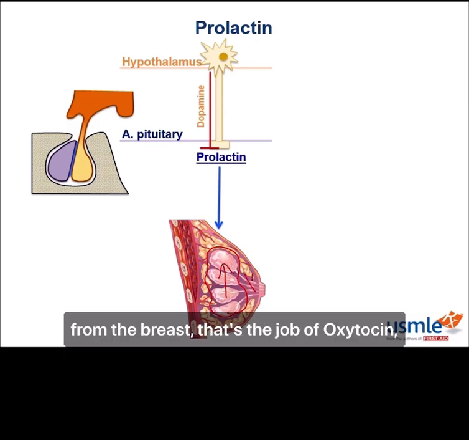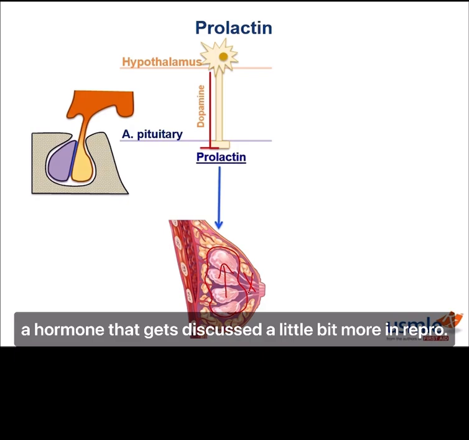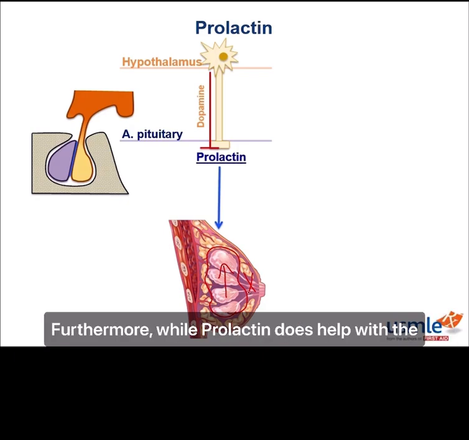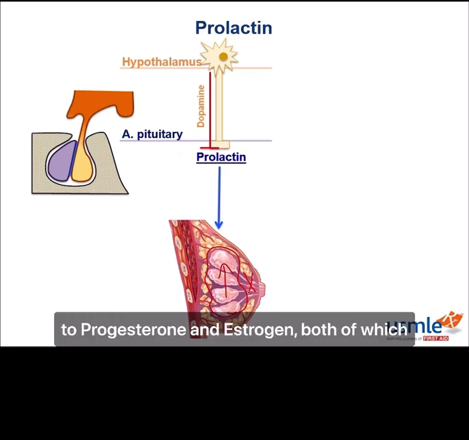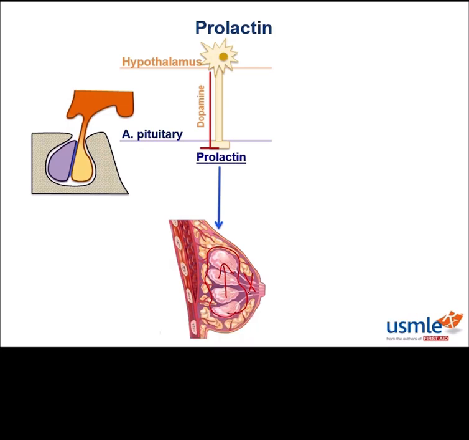That's the job of oxytocin, a hormone that gets discussed a little bit more in repro. Furthermore, while prolactin does help with the development of the glands, the responsibility primarily falls to progesterone and estrogen, both of which are also at nuclear levels during pregnancy.